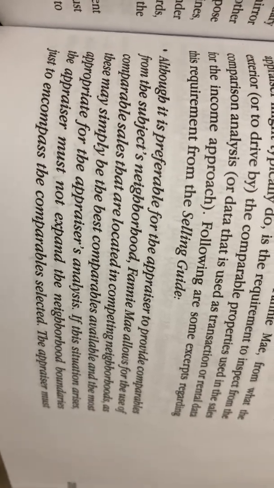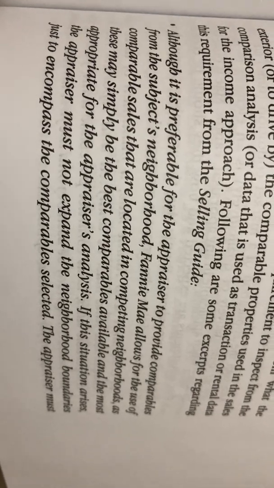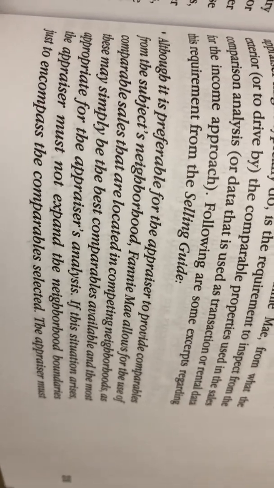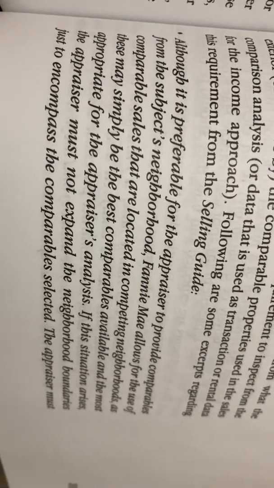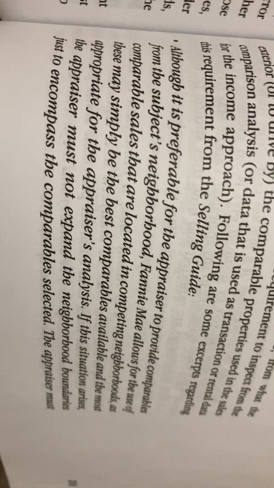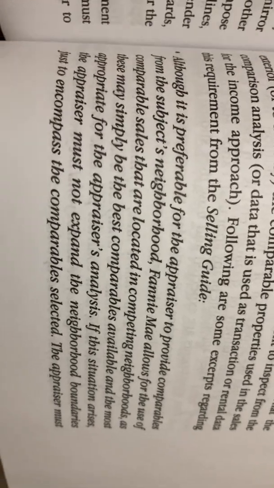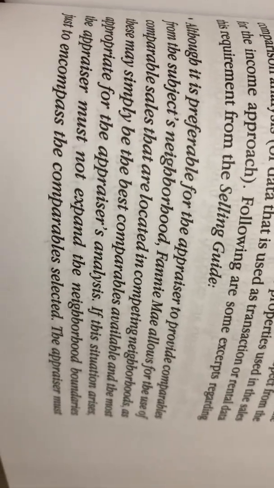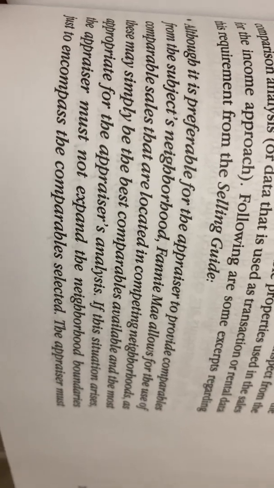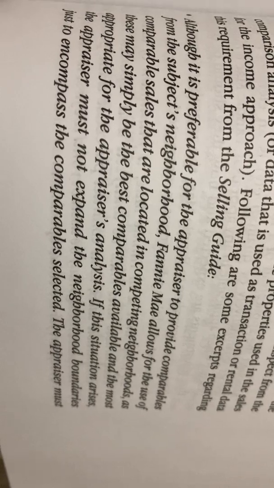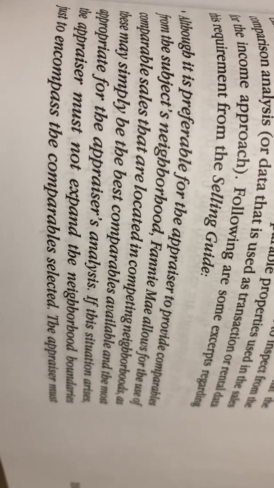Although it is preferable for the appraiser to provide comparables from the subject's neighborhood, Fannie Mae allows for the use of comparable sales that are located in competing neighborhoods, as these may simply be the best comparables available and the most appropriate for the appraiser's analysis. If this situation arises, the appraiser must not expand the neighborhood boundaries just to encompass the comparables selected. The appraiser must page 216.